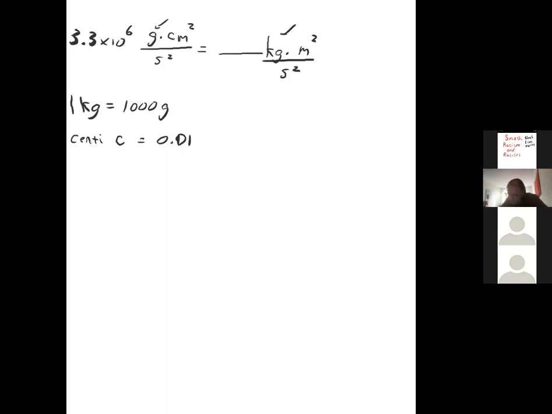Now we're going to go from centimeters to meters, but be careful, because we're going from centimeters squared to meters squared. So not just centimeters to meters, but centimeters squared to meters squared. Let's do it this way. 1 centimeter is 0.01 meters, because centi is 0.01. So I just put the 0.01 in for centi. But we want to square it.